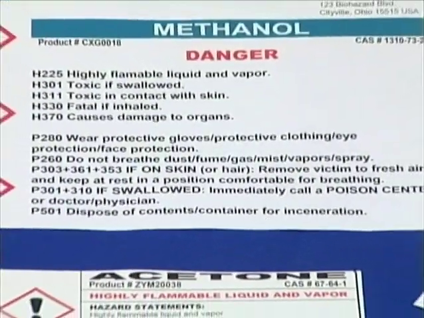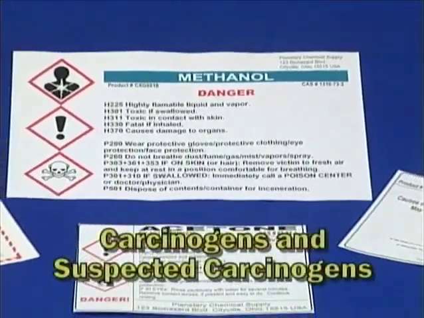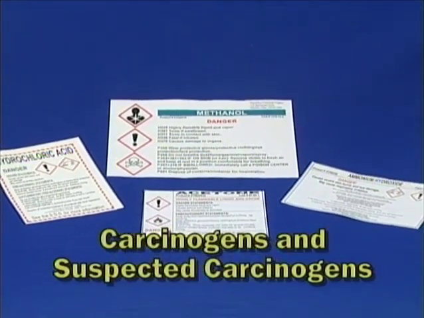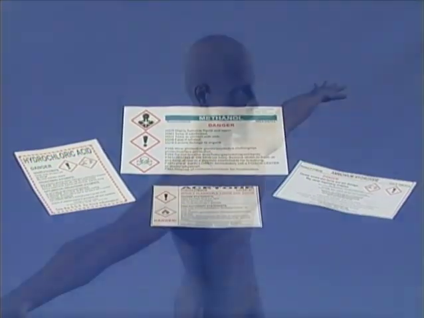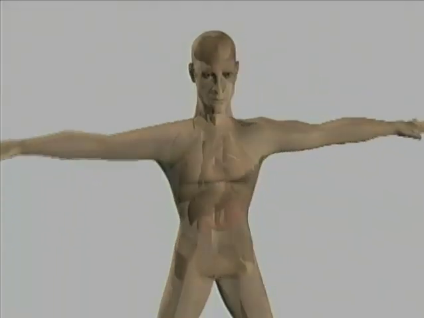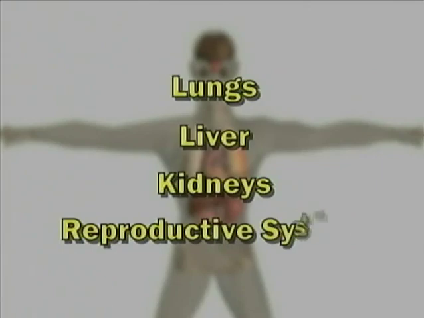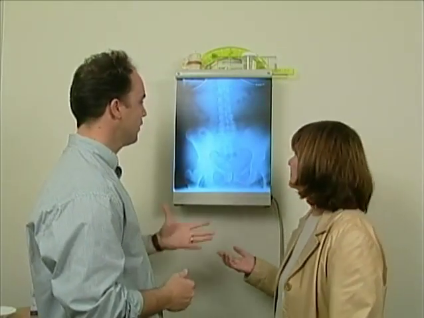Another group of hazardous chemicals we need to be aware of are carcinogens and suspected carcinogens. As you may know, these chemicals are often linked to cancer. Although carcinogens can affect nearly all areas of the body, they most frequently involve specific organs, such as the lungs, liver, kidneys, and reproductive system. Unfortunately, there often aren't any immediate symptoms of exposure to carcinogenic substances. So it's especially important to know about any carcinogens you may encounter in your job.